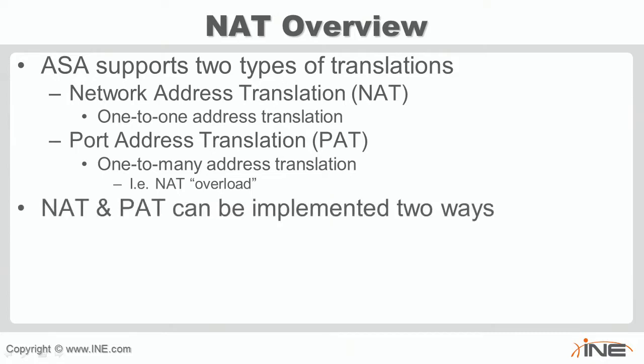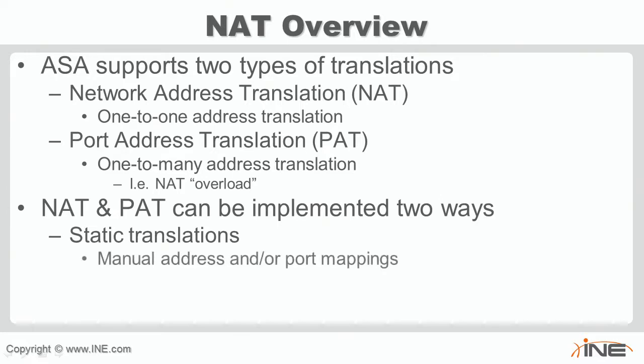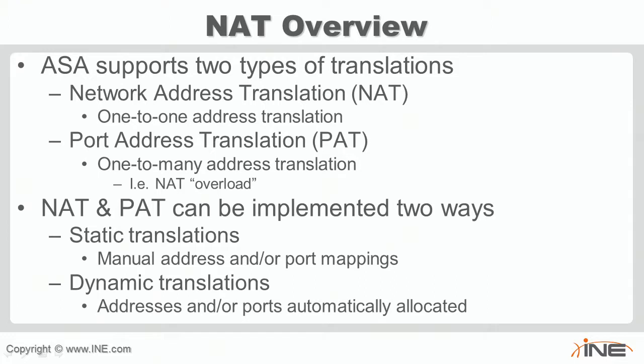Now, both NAT and PAT can be implemented two ways, with either static translations that are going to match on manual IP addresses or manual TCP and UDP ports, or dynamic translations where the addresses and the ports are going to be automatically allocated.